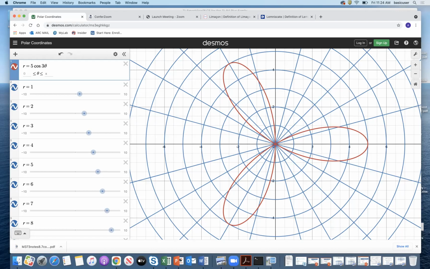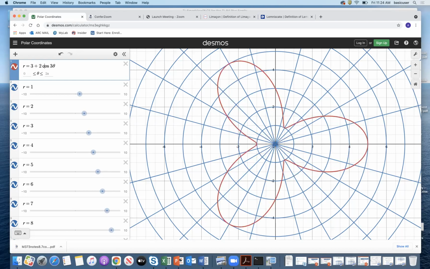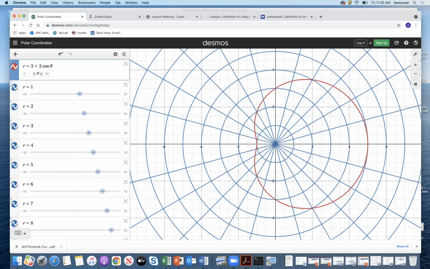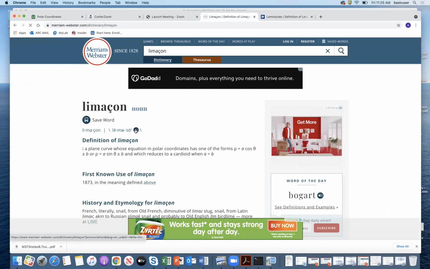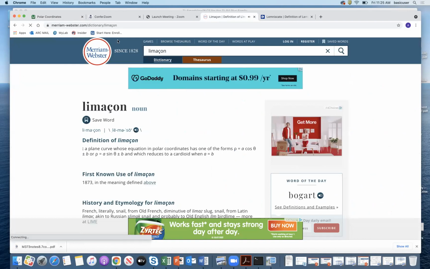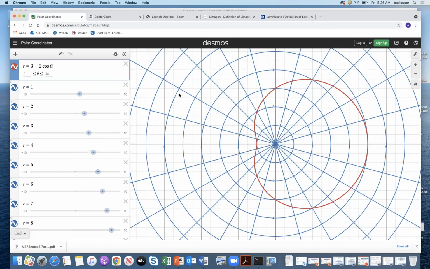Okay. Let's try a couple more, and we'll just now stick with Desmos. If you want to try the plotting of the points too, that's good. So that was number 9. That's a rose with 3 petals or leaves. How about number 10? It's 3 plus 2 cosine theta. Well, let's see what it looks like. So it's 3 plus 2 cosine theta from the handout. And it looks like that. That's a limaçon. It's French. Limaçon. So that's a limaçon.